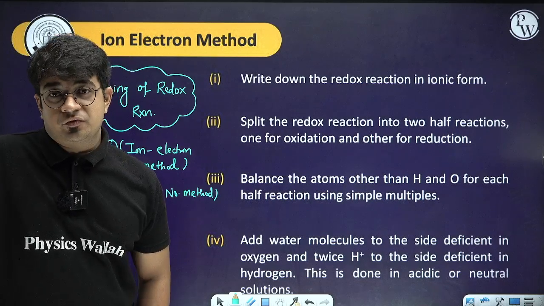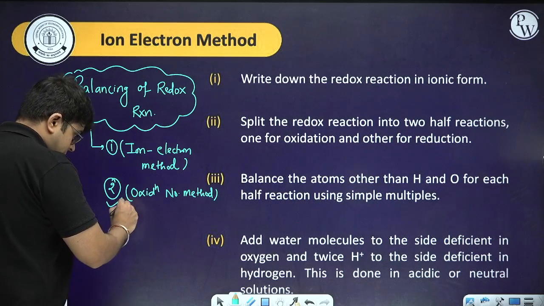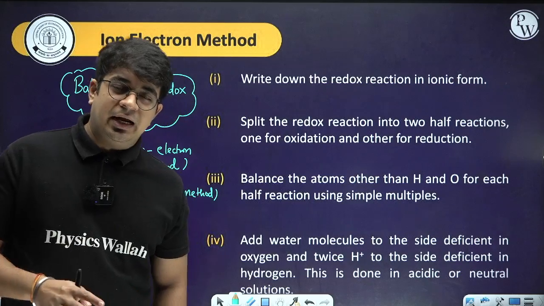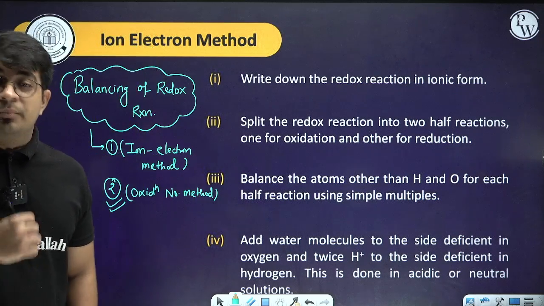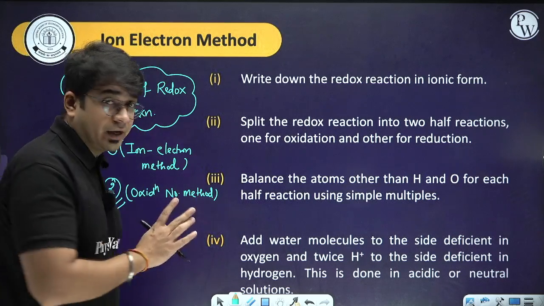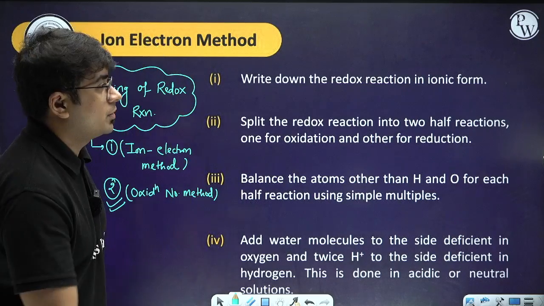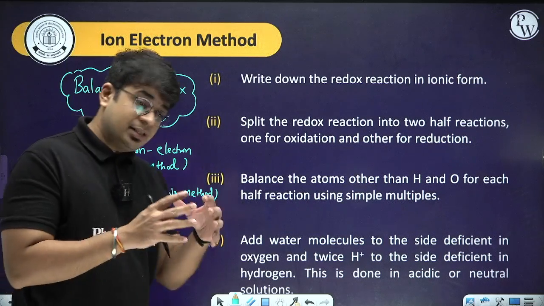If you ask me which one I should prefer, definitely I prefer the oxidation number method because it's very easy, it's very convenient, and it will not take more than 30 seconds to balance the reaction. But the one thing which is required is the calculation of n factor in that particular case. Then only you will get to know how to balance this reaction. But first of all, we have to understand what actually is the ion electron method, because that is the proper method for the balancing part.